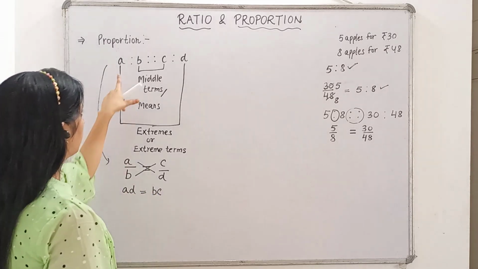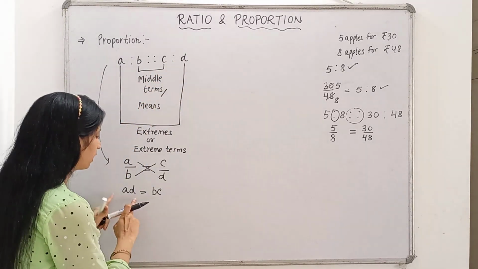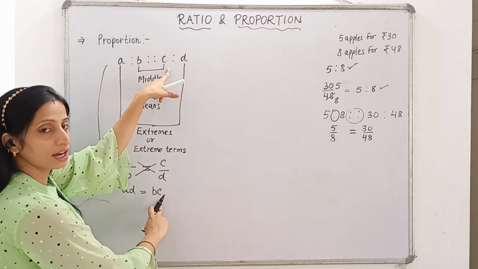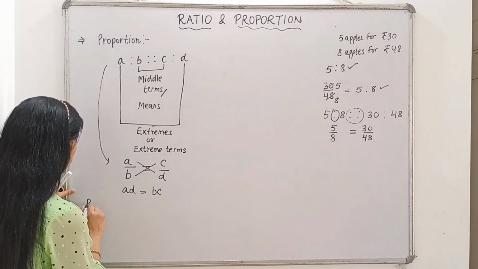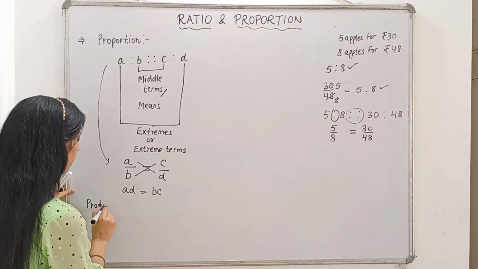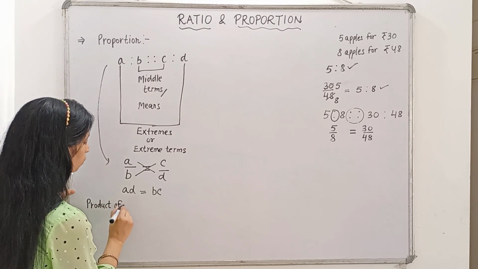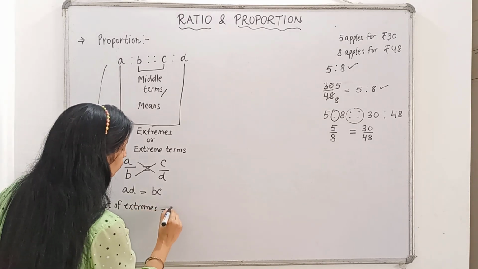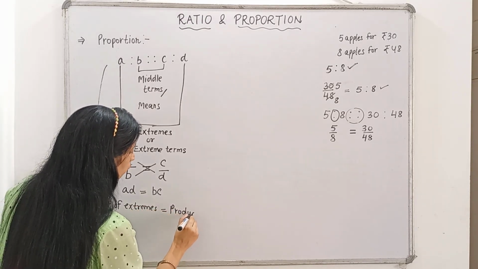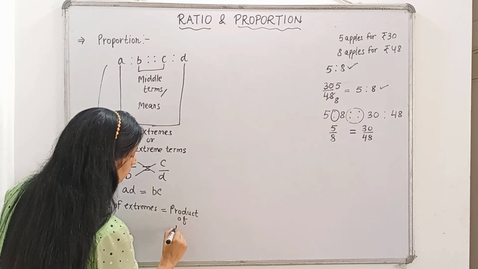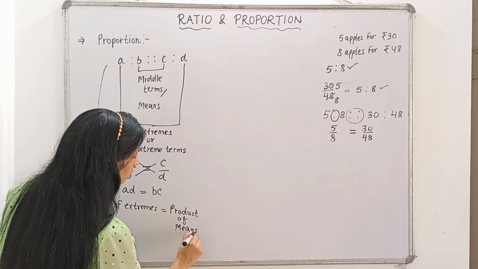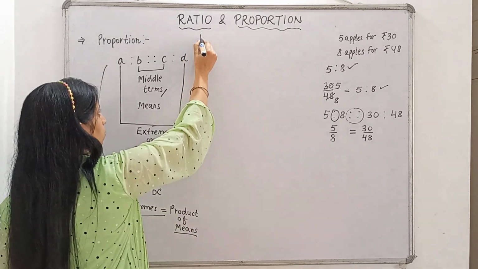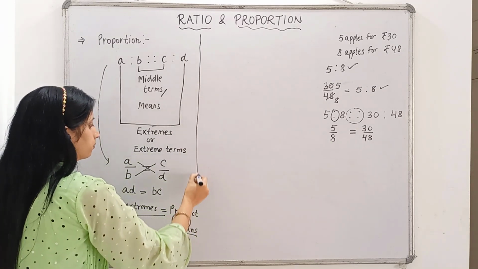This means A and D are the extreme terms. Product of extremes should be equal to product of means. B and C are middle terms. So two ratios will be in proportion if and only if the product of extremes is equal to product of their means. So always remember this formula. Product of extremes should be equal to product of means. Now let us learn it through one example.